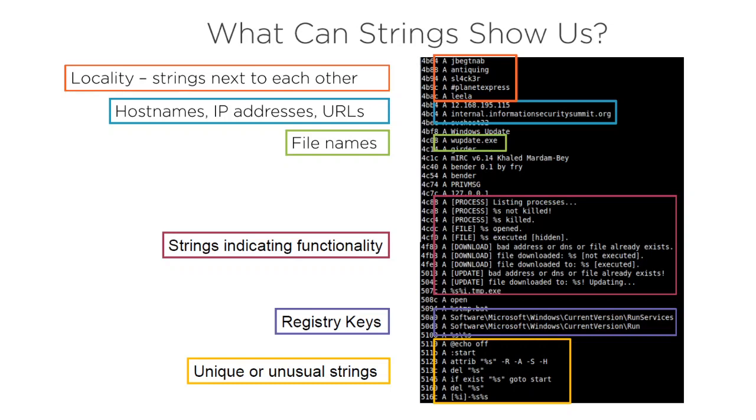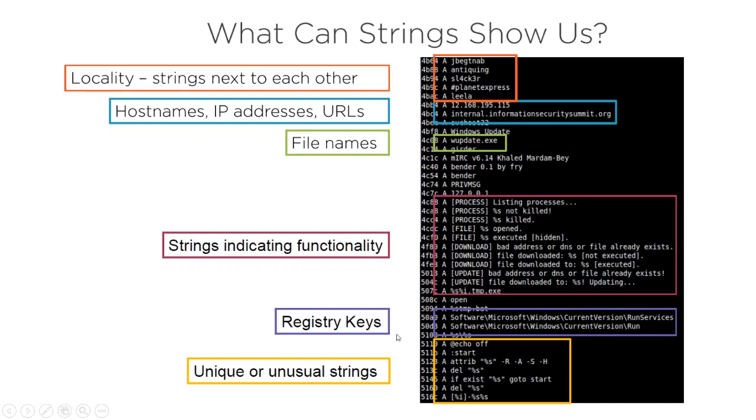It is a file name. File names are very important strings that we have to analyze. If I find any file name in a particular malicious file as a string, then it has to be noted down. Then we have strings indicating functionality. For example, a file is opened, a file is executed, processes are listed, a process is killed, or a file is downloaded. This is all called functionality.